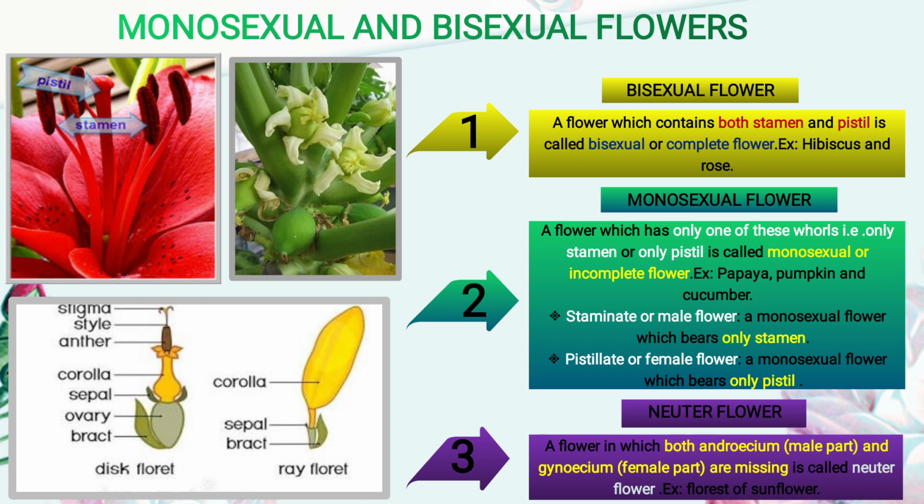Means the sunflower consists of both the disc floret and the ray floret. The ray florets are missing both the male and female reproductive parts.